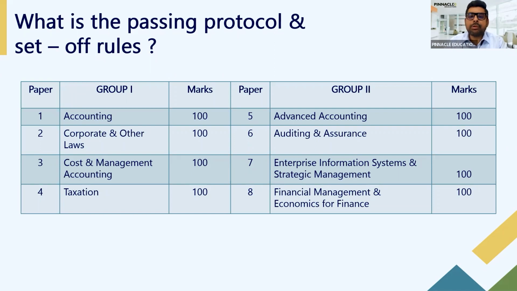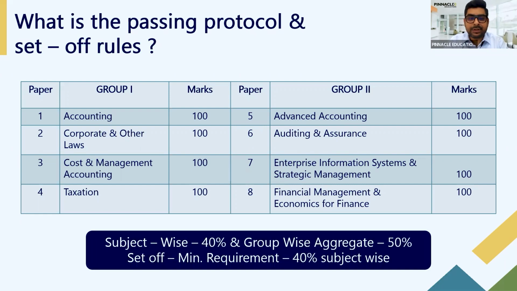Well, the passing protocol in any CA Inter exam is that you need to score a minimum of 40 marks in each paper. And as an aggregate, you need to score 50%. That passing protocol applies even in CA Foundation, it'll apply even in CA Final. Okay. So you have to score a minimum of 40, like I said, in each paper. And on an aggregate, you need to score 50%. Okay. That's the passing protocol.